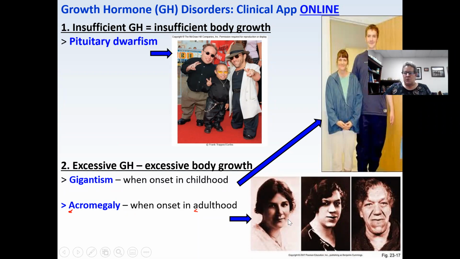What you see with this woman on the lower right is her before the onset, and then in the pictures that progress, you see her face has become distorted, and her chin and her brow have become expanded, and that's because there's excess bone put down. That can cause problems in joints as well. Okay, so let's move on to another gland system.